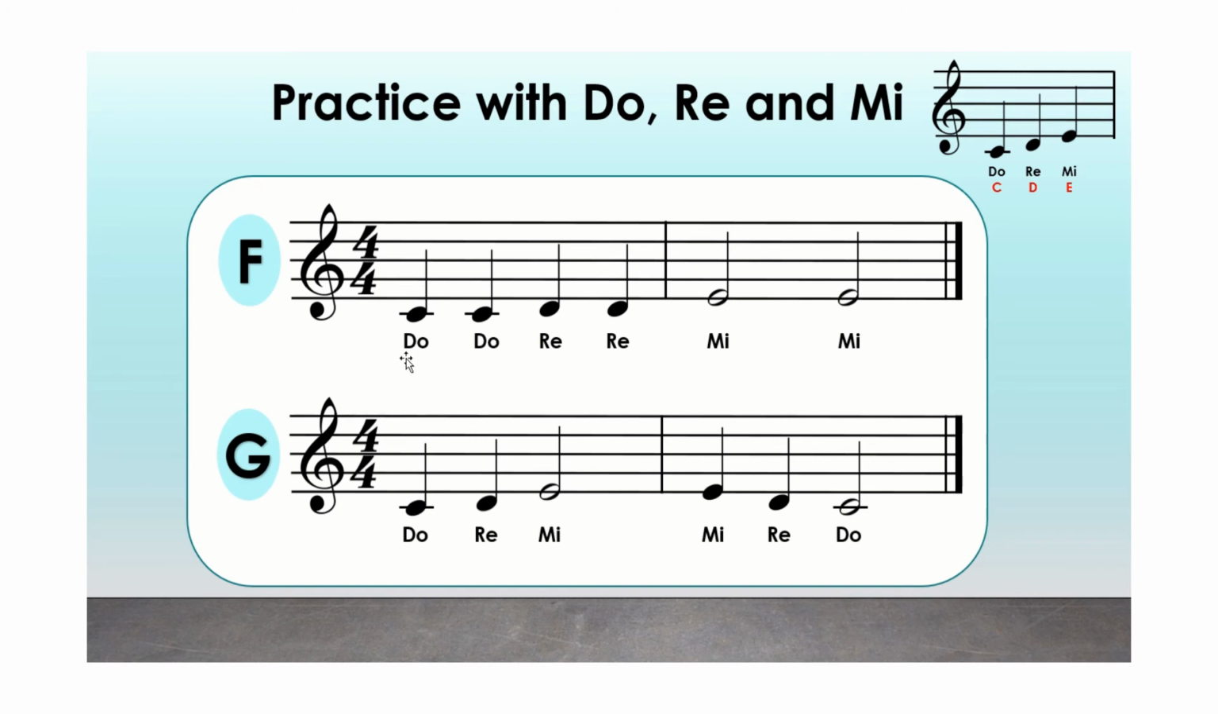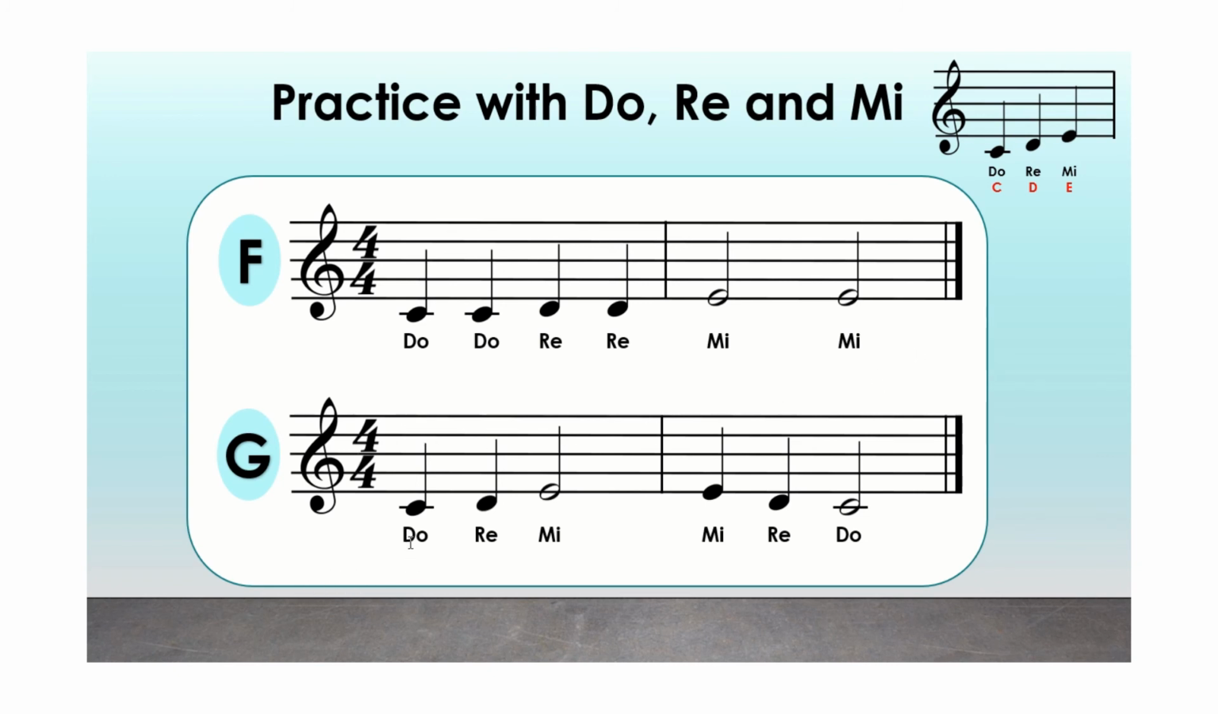Let's try that. 1, 2. Ready and sing. Do, do, re, re, mi, mi. Good, let's do it once more just to be sure. Ready? And letter F. Do, do, re, re, mi, mi. Okay, and now let's try letter G.